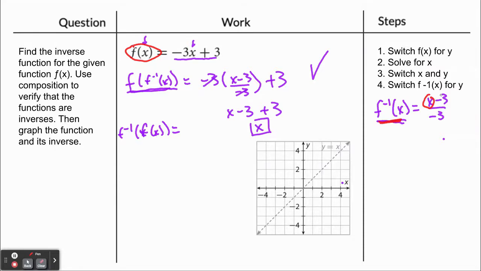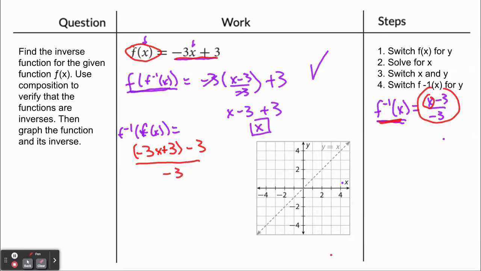So it starts off with x minus 3, but I'm going to take this whole thing here. I'm going to do it below to give us a little bit more space. Negative 3x plus 3. And now I'm finishing out the rest of the inverse function, so minus 3 over negative 3.